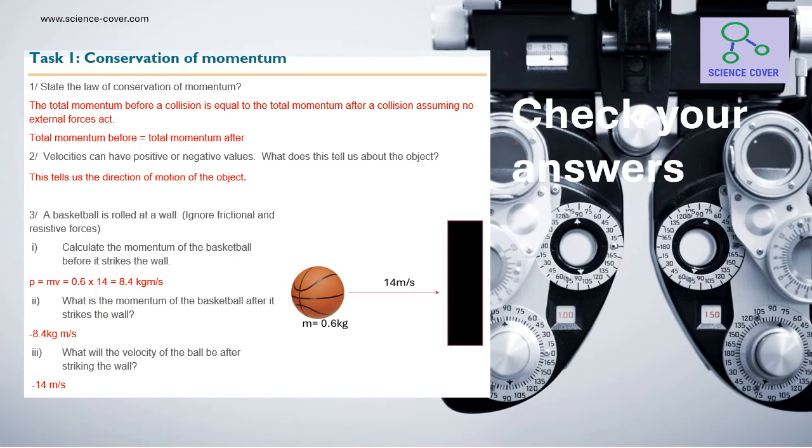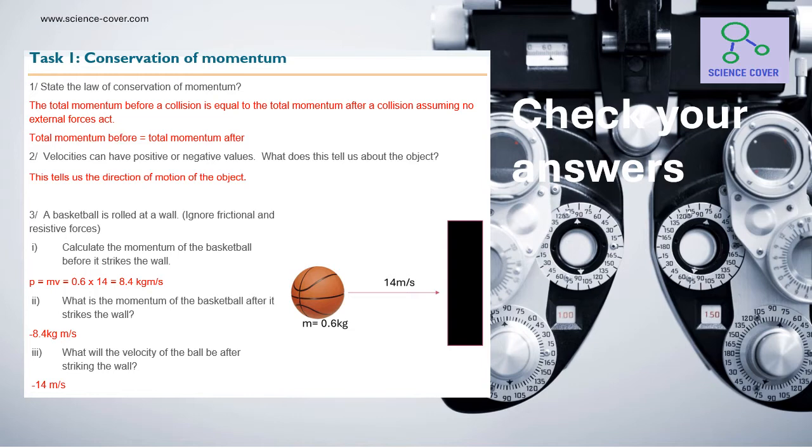Let's check our answers. State the law of conservation of momentum. The total momentum before a collision is equal to total momentum after the collision, assuming that no external forces act. Or we could say that the total momentum before equals the total momentum after. Number 2, velocities can have positive and negative values. What does this tell us about the object? This tells us about the direction of motion of the object.